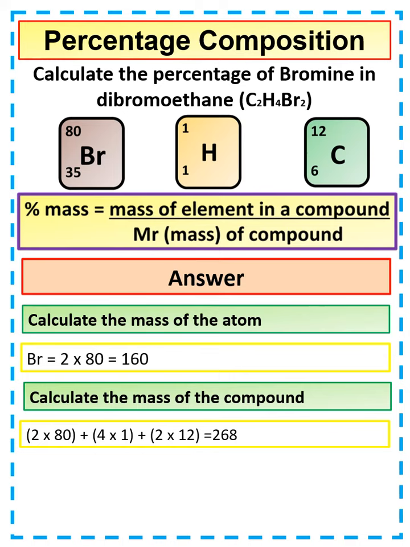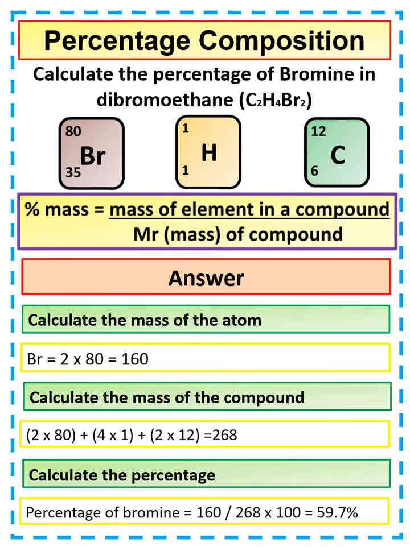Then finally, we're just going to calculate the percentage by dividing the total mass of the bromine by the total mass of the compound to give us our percentage. Remember, with the percentage, always times it by 100 because we need to turn it into a percentage.